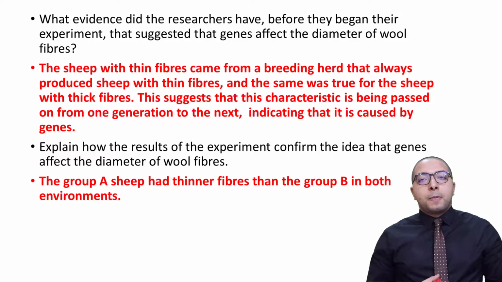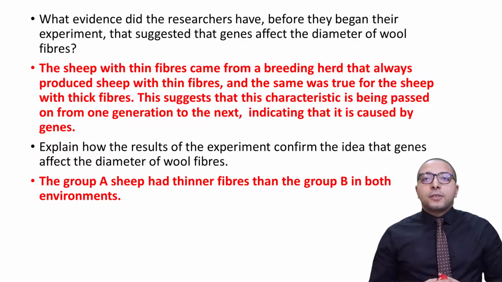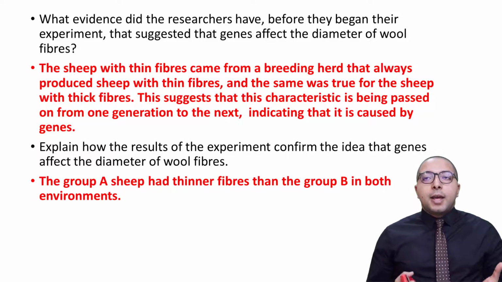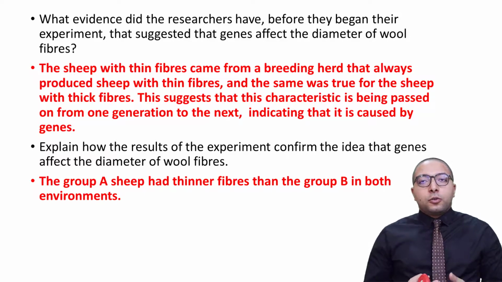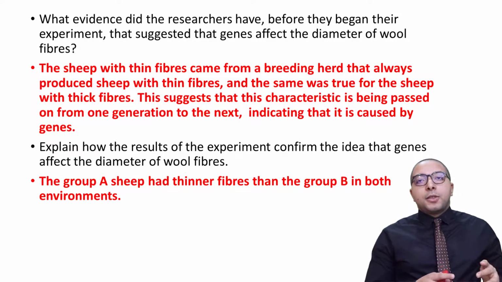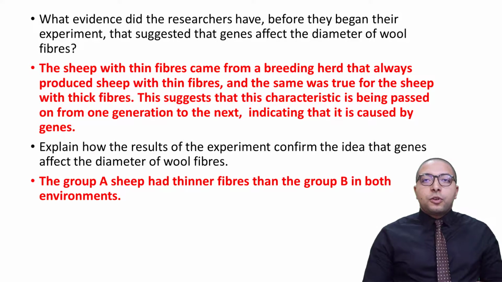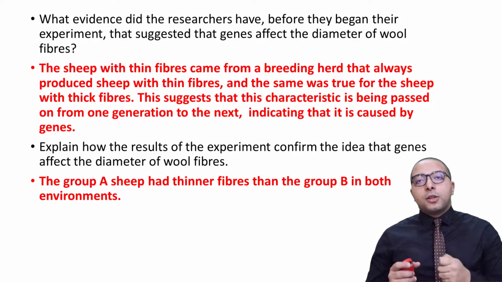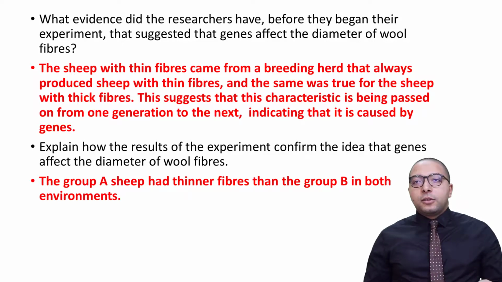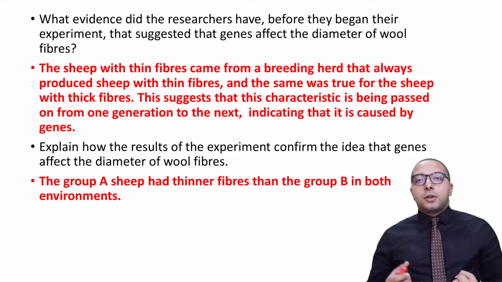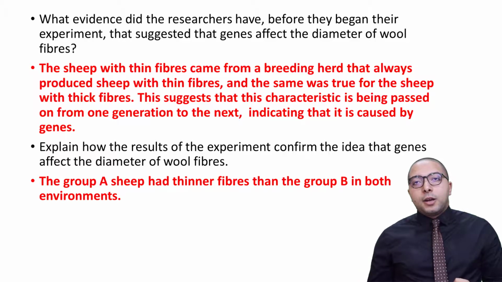The next question, explain how the result of the experiment confirmed the idea that genes affect the diameter of wool fiber. The answer of this question, as you know, group A sheep had thinner fibers than group B in both environments, so it doesn't matter which environment you were keeping the sheep in, but the result was always sheep A had thinner fibers than sheep B, which was as a result of different genes. The first has thinner genes, the second has thicker genes.